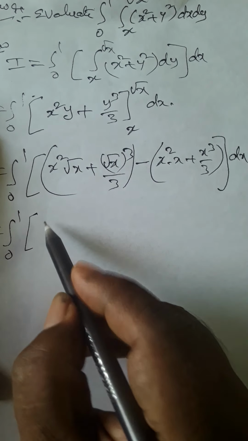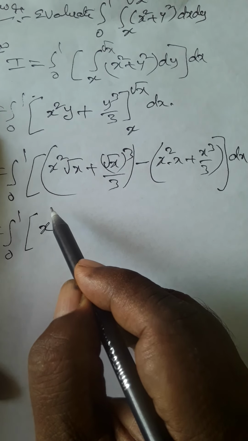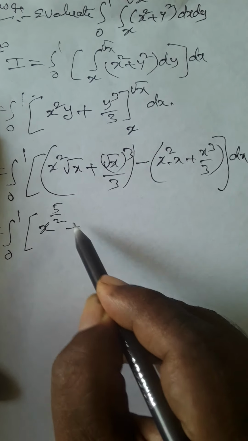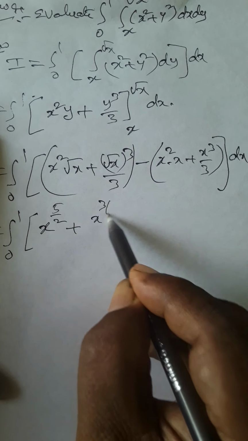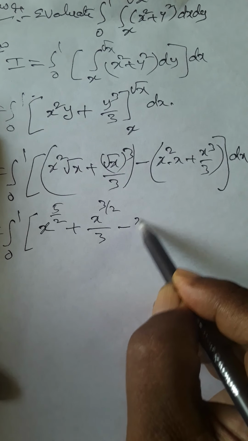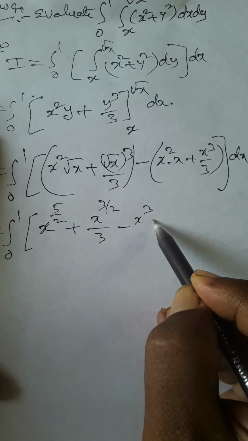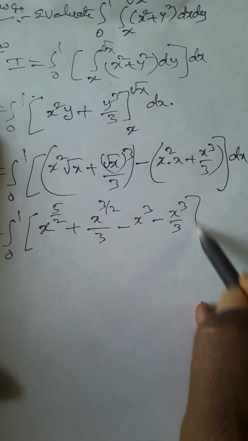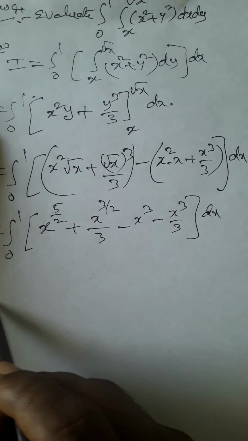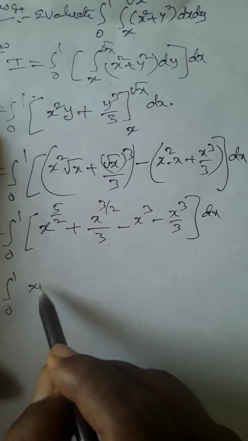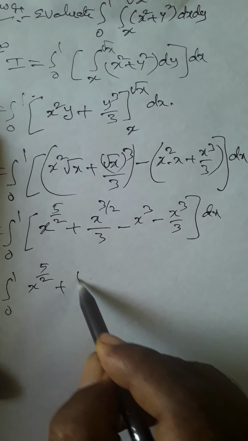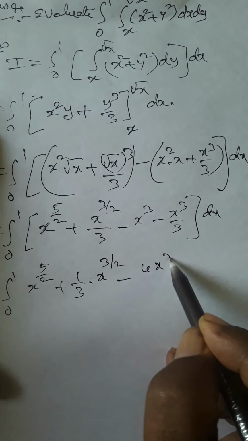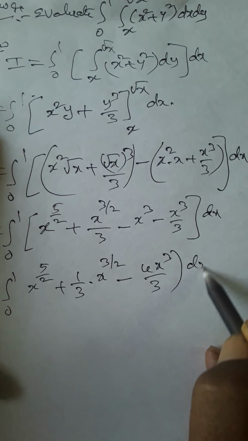x square into x power of 1 by 2 gives x power of 2 plus 1 by 2, which is 5 by 2. This is x power of 3 by 2 by 3, this is x cube, minus x cube by 3 dx. So you take 0 to 1, write one more step: x power of 5 by 2, 1 by 3 into x power of 3 by 2 minus 4x cube by 3 dx.